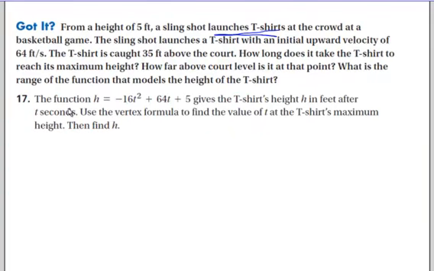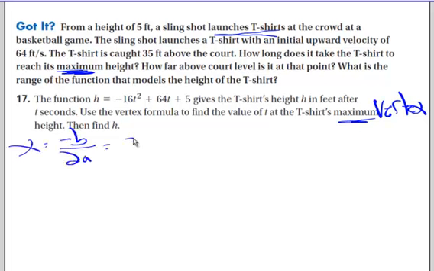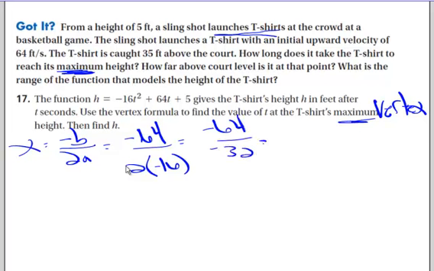Alright, I'll just solve the problem now. So what am I supposed to find? How long does it take the t-shirt to reach the maximum height? Alright, maximum height. That means they want the vertex. So we gotta find the vertex. How do I find the vertex? X equals negative b over 2a. We got negative 64 over 2 times negative 16. Negative 64 over negative 32. The answer is now 2.